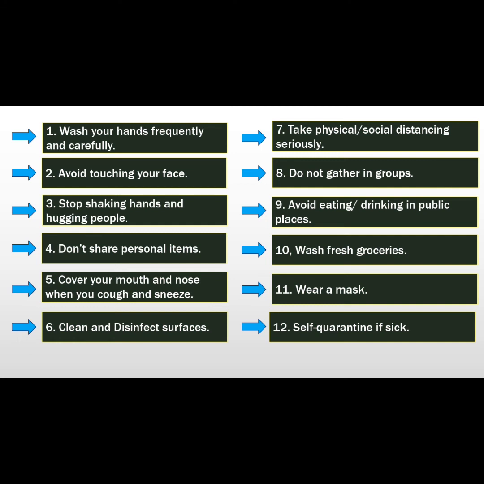The seventh one, take physical or social distancing seriously. Next is do not gather in groups, avoid eating or drinking in public places, wash fresh groceries, and most importantly, wear a mask and face shield. And the last one, self-quarantine if sick.